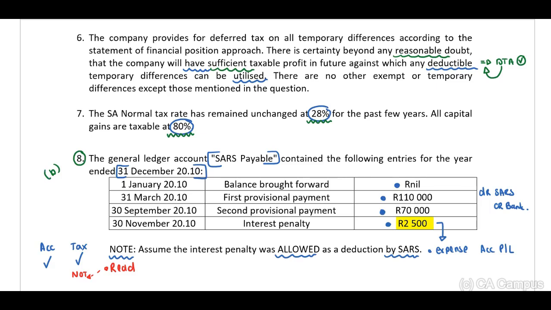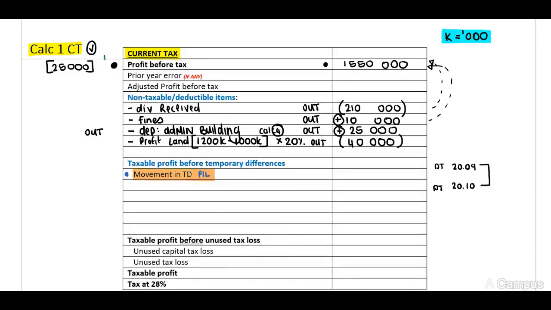The only thing that we need to use is this 2,500, which we still have to include as an expense in our current tax calculation. Therefore, in our current tax calculation, we need to include our 2,500 that we need to deduct. Now, this is not a prior period error, guys. This is purely an adjustment of a journal entry that they have not yet recognized as an expense in our accounting profit or loss. We may now complete our deferred tax calculation to be able to include our movement in our temporary difference in our current tax calculation.